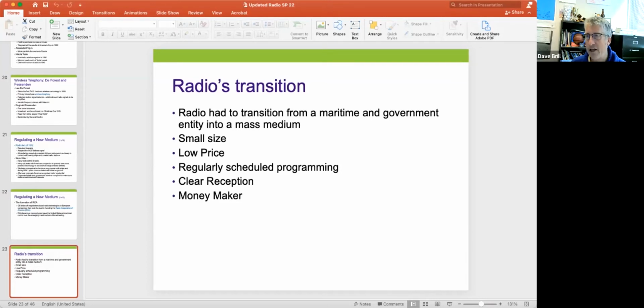You obviously had to give people the ability to continue to tune in, right? Regularly scheduled programming. If you have things that just randomly show up on the radio, people don't have an idea when they should be hopping on, and therefore it's not a very attractive medium in that regard, right? You have to have clear reception.